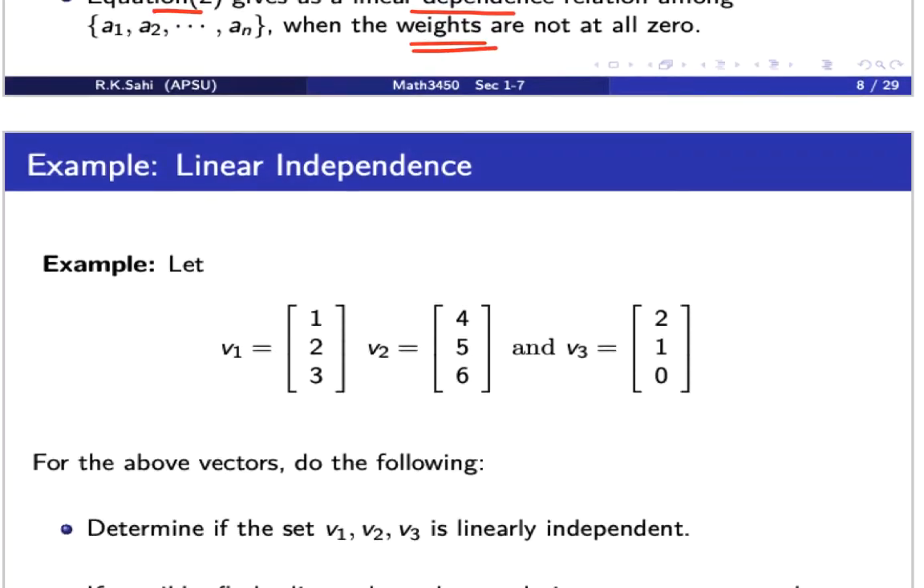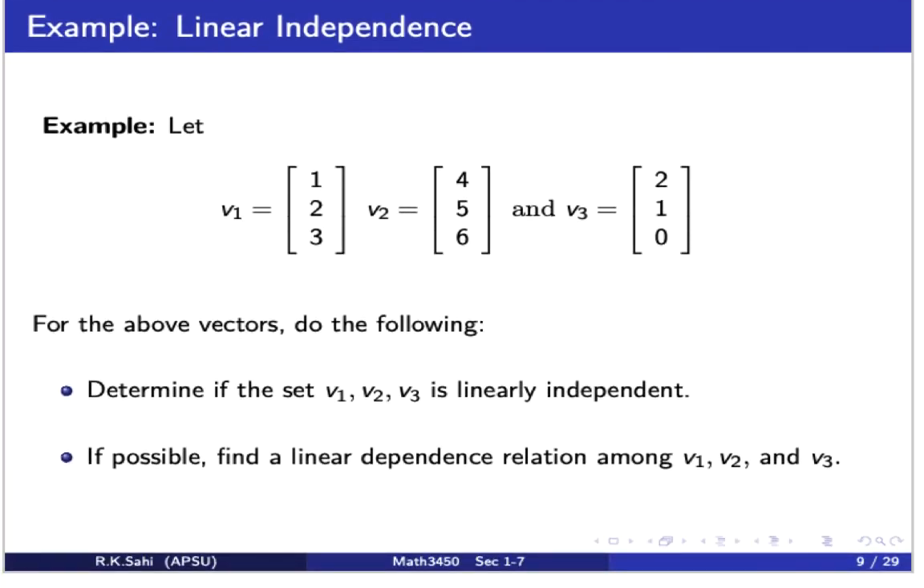Okay, now let's start with examples. Now we're given three vectors, v1, v2, and v3. Vector v1 is 1, 2, 3, vector v2 is 4, 5, 6, and vector v3 is 2, 1, 0. The question is, determine if this set of vectors v1, v2, v3 is linearly independent.